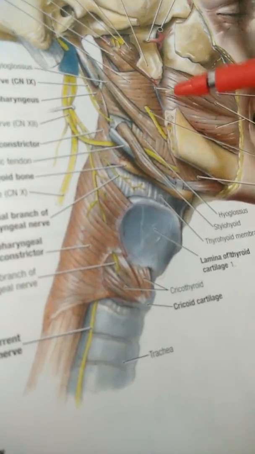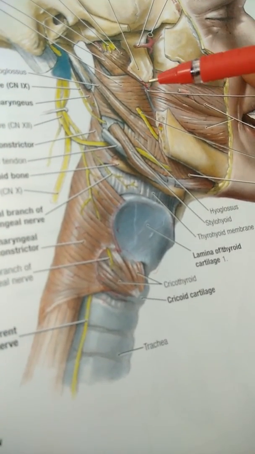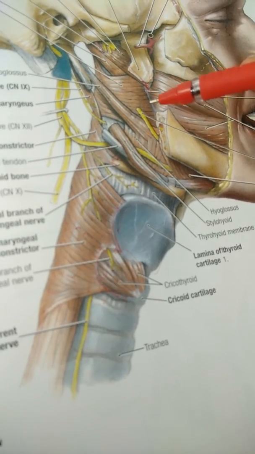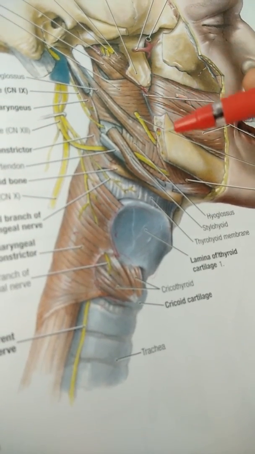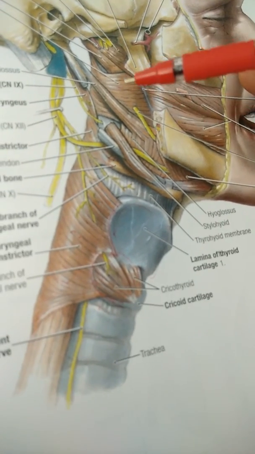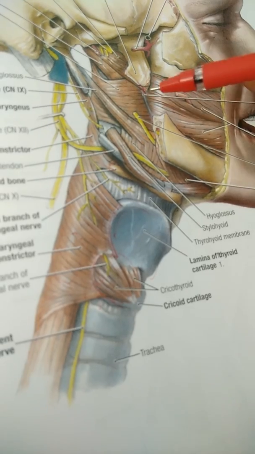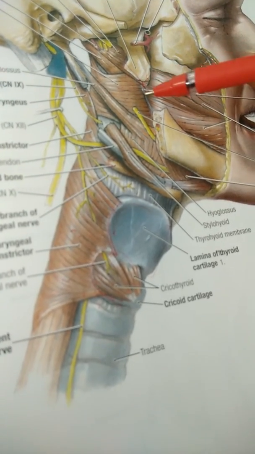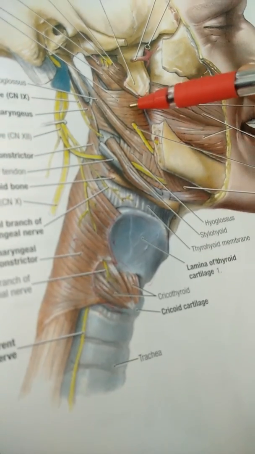So this is our superior constrictor muscle. The superior constrictor muscle originates from the pterygoid hamulus, pterygomandibular raphe, the mandible, and tongue. So this is the origin of the superior constrictor. This is the superior constrictor muscle. Origin from pterygoid hamulus, pterygomandibular raphe, mandible, and tongue.